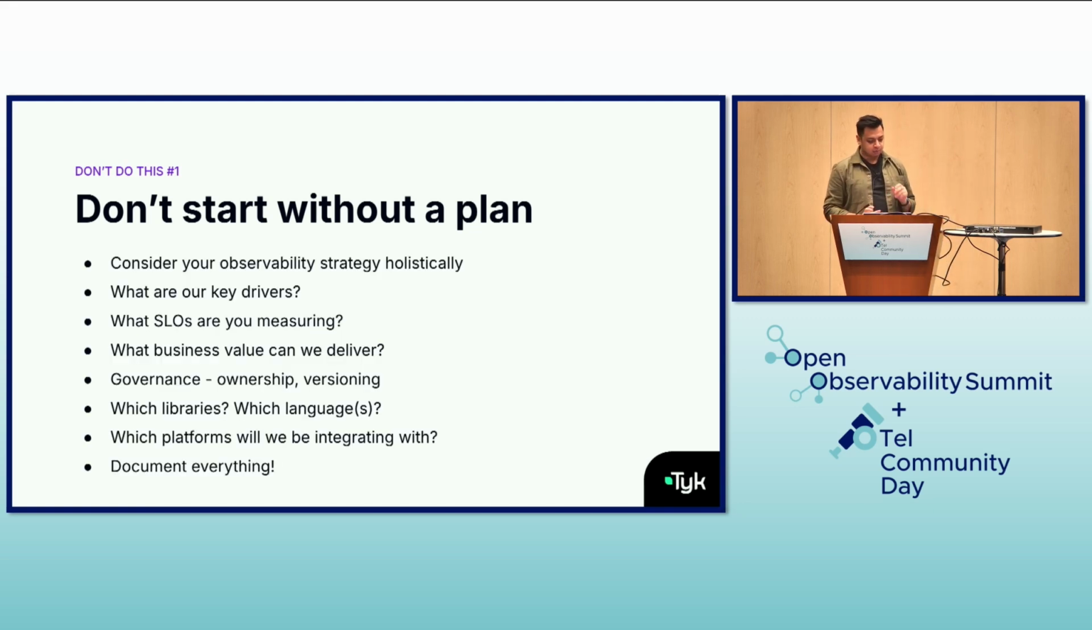So with that in mind, there are a couple of things that you do need to answer when you are thinking about your overall API observability strategy, of which OpenTelemetry is going to be a part. So think about your observability strategy holistically. What are your key drivers? What SLOs are you going to be measuring? What is your success metric? What business value are you actually delivering outside of implementing OpenTelemetry within your platform stack? What about governance? What about the ownership aspect of things? What about the versioning aspect of things? What about the security aspect of things? Which libraries are you going to be using? Which languages are you going to be using? Which platforms will you be integrating with as well?